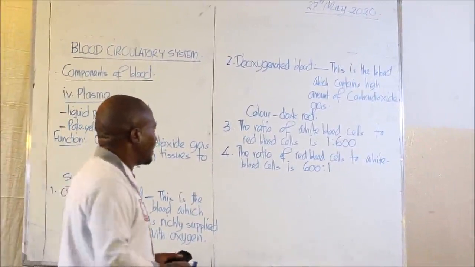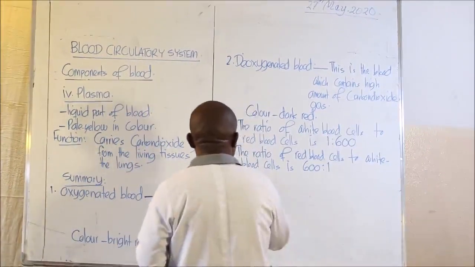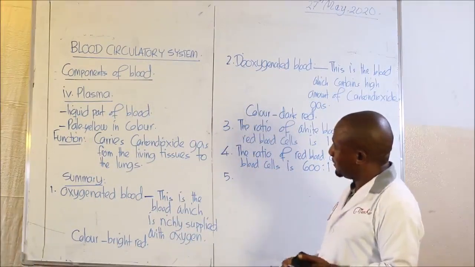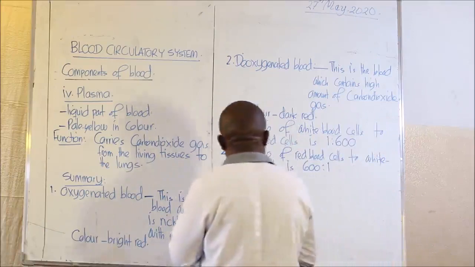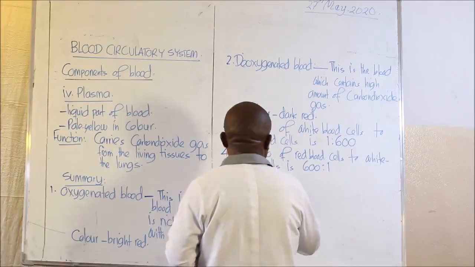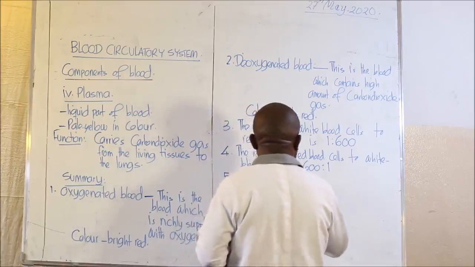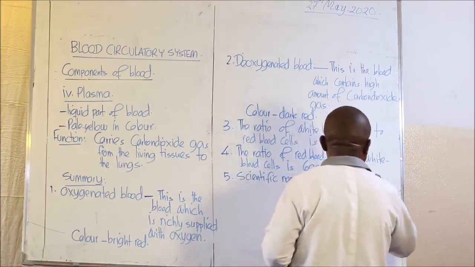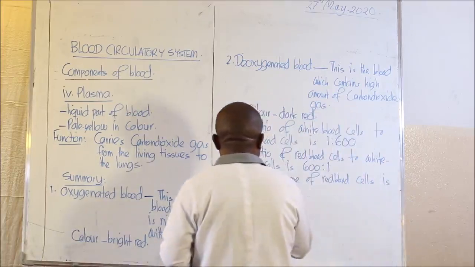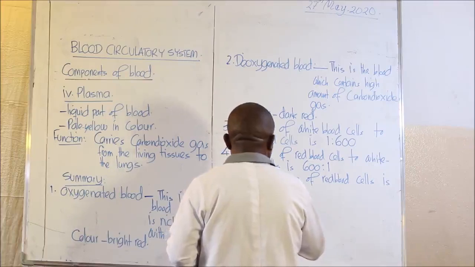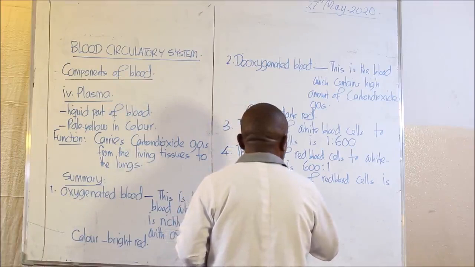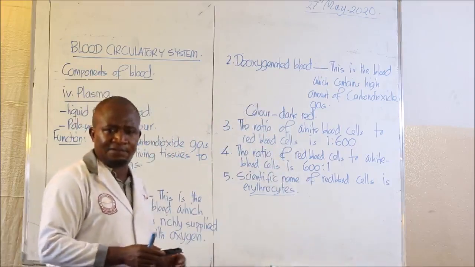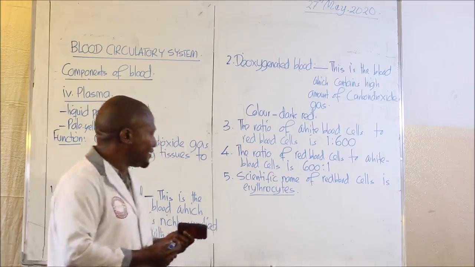Very important. Now, the other summary point to be made here is point number 5. The scientific name of red blood cells is erythrocytes. Very, very important. Spelling is very, very important. Scientists should not misspell words because they might give a different meaning. So the scientific name of red blood cells is erythrocytes.